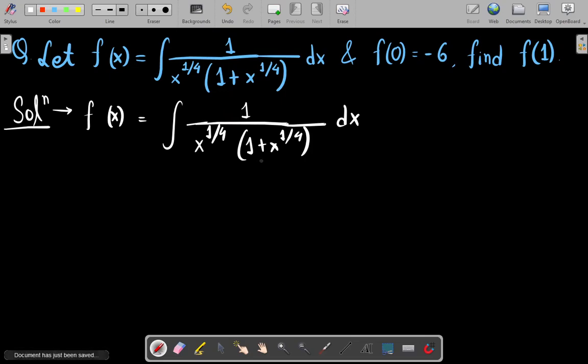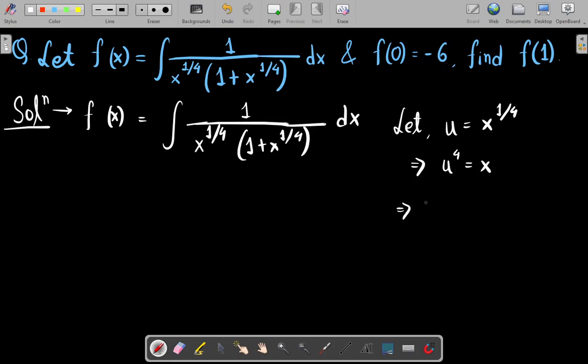Okay, so if we look carefully at this given expression, it seems like we can take x to the power 1/4 for some substitution, right? So let u be x to the power 1/4. If we raise both sides to the power 4, this gives us u to the power 4 equal to x. On differentiating both sides, this gives us 4u cube du equal to dx.